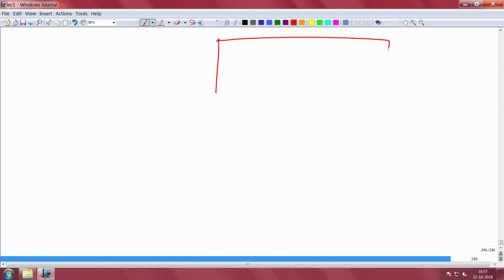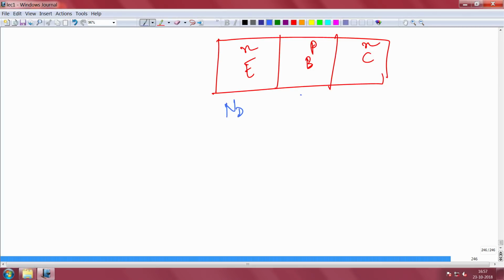This is emitter, this is base, this is collector; this is N, this is P, this is N. You will have different doping: N type doping, P type doping, N type doping, but the N type doping in the emitter and collector could be different. ND is not a good way, so I will put this as NDE for the emitter and NDC for the collector; they can be different dopings. Because I am using this nomenclature, I will say NAB is the base doping.